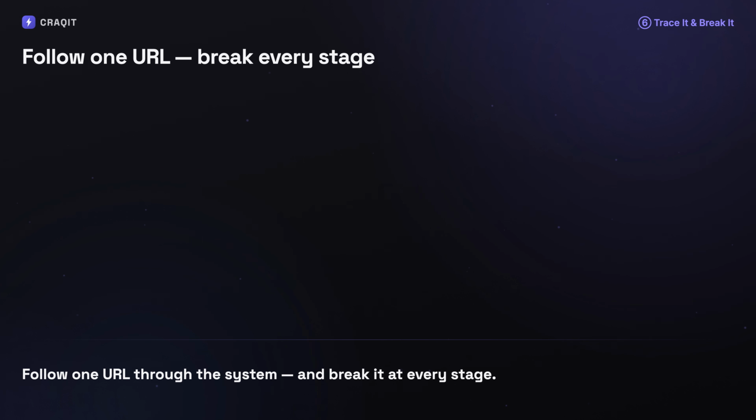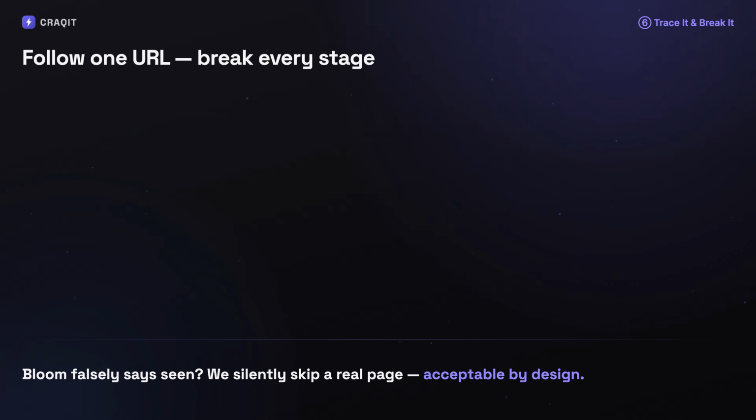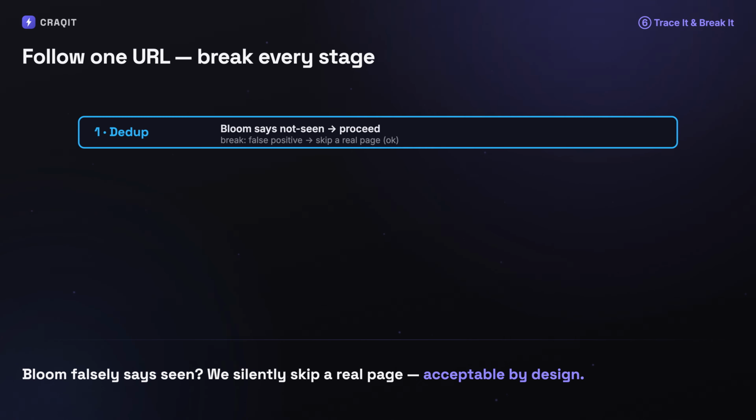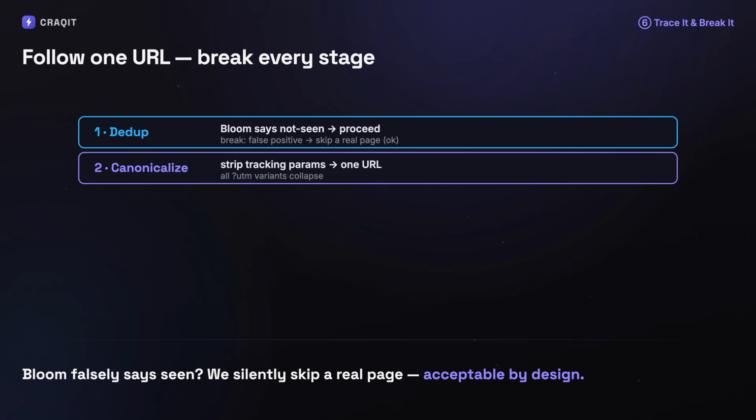A new link, example.com/article, is discovered by the parser. Stage 1, dedup. We hash it into the Bloom filter, not seen, so it proceeds. Break it. What if the Bloom filter falsely says seen? Then we silently skip a real page, acceptable by design. Stage 2, canonicalization. We strip its tracking params so all variants collapse to one.